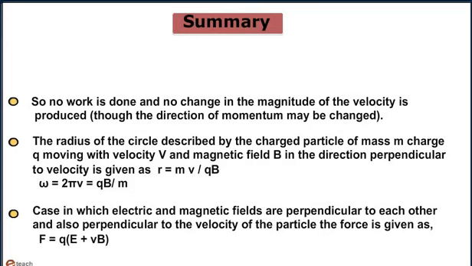In the case in which the electric and magnetic fields are perpendicular to each other and also perpendicular to the velocity of the particle, the force is given as F equals q(E minus vB).